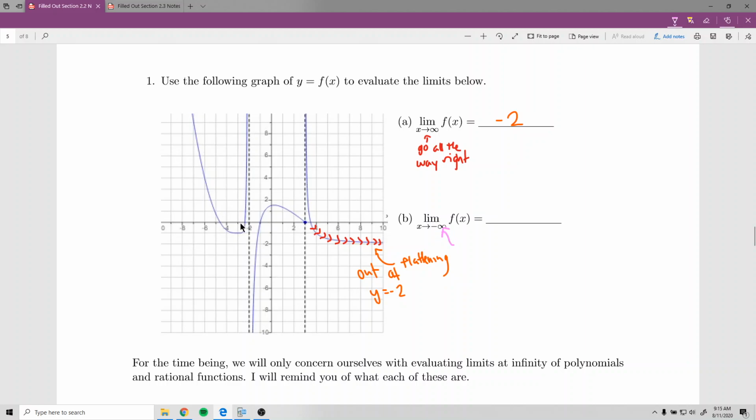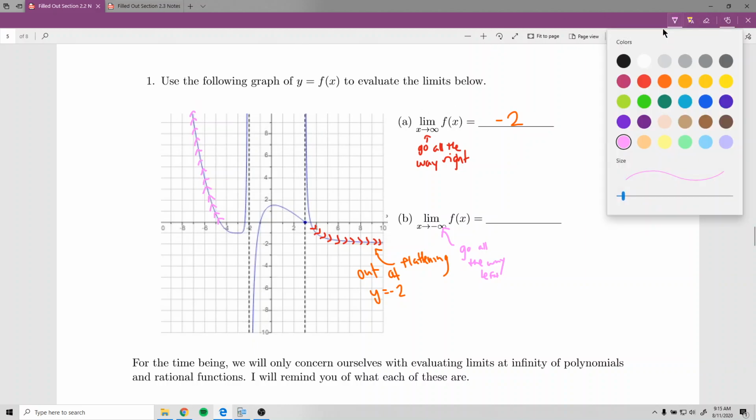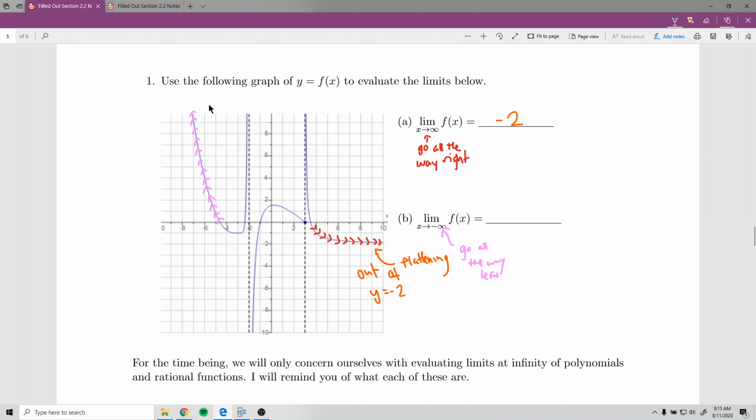If we're going towards negative infinity, x going towards negative infinity, that's to the left. Go all the way left. Once again, this one only goes to negative 10, so we have to use our judgment of what's happening. We're going to the left, we only care to be on this last little section. And this one just goes up and up and up, and it's not looking like it's flattening out at all. So what we have to do is just assume that it's going to keep going up as we go to the left.